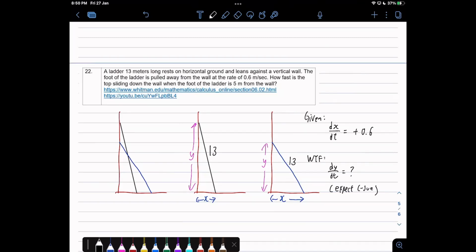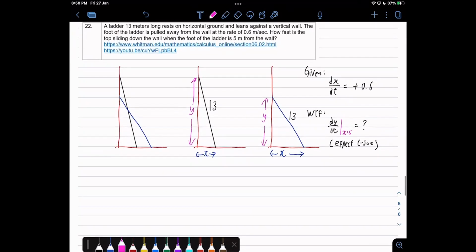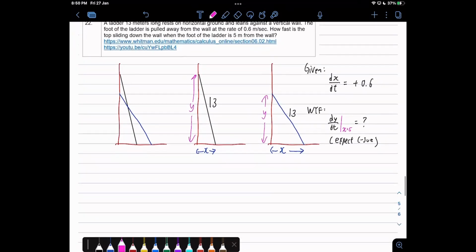And what else are we given? x equals 5. So it's not just dy by dt, it's actually a vertical line. What is equal to 5? X equal to 5. Correct, 5 meters from the wall. It's the same question. Once you draw the diagram, you don't need the question anymore.